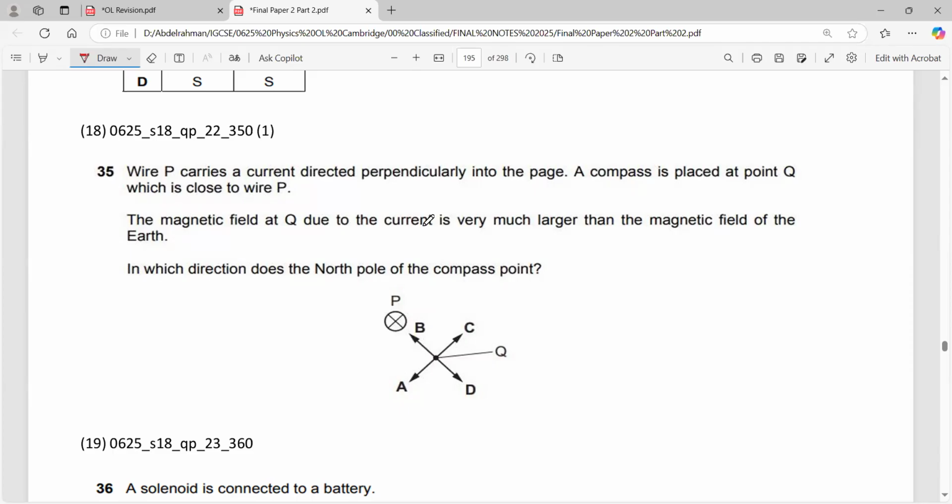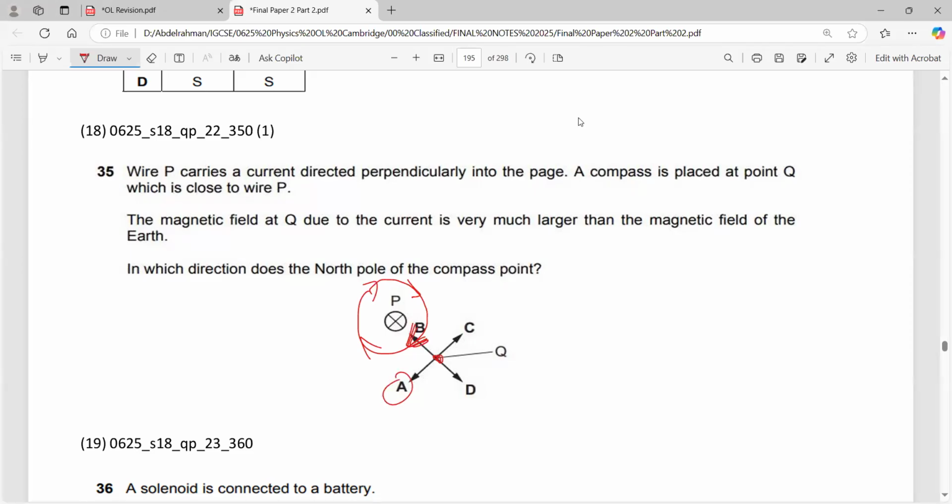Into the page, it would rotate in a clockwise manner. So it's moving basically in this direction. Now, clockwise, moving in this direction. Can I find the direction of the force on the North Pole at point Q? Yes. How can I find it? It's in this direction. So do I mean that the answer is A? Yes, the answer is A.